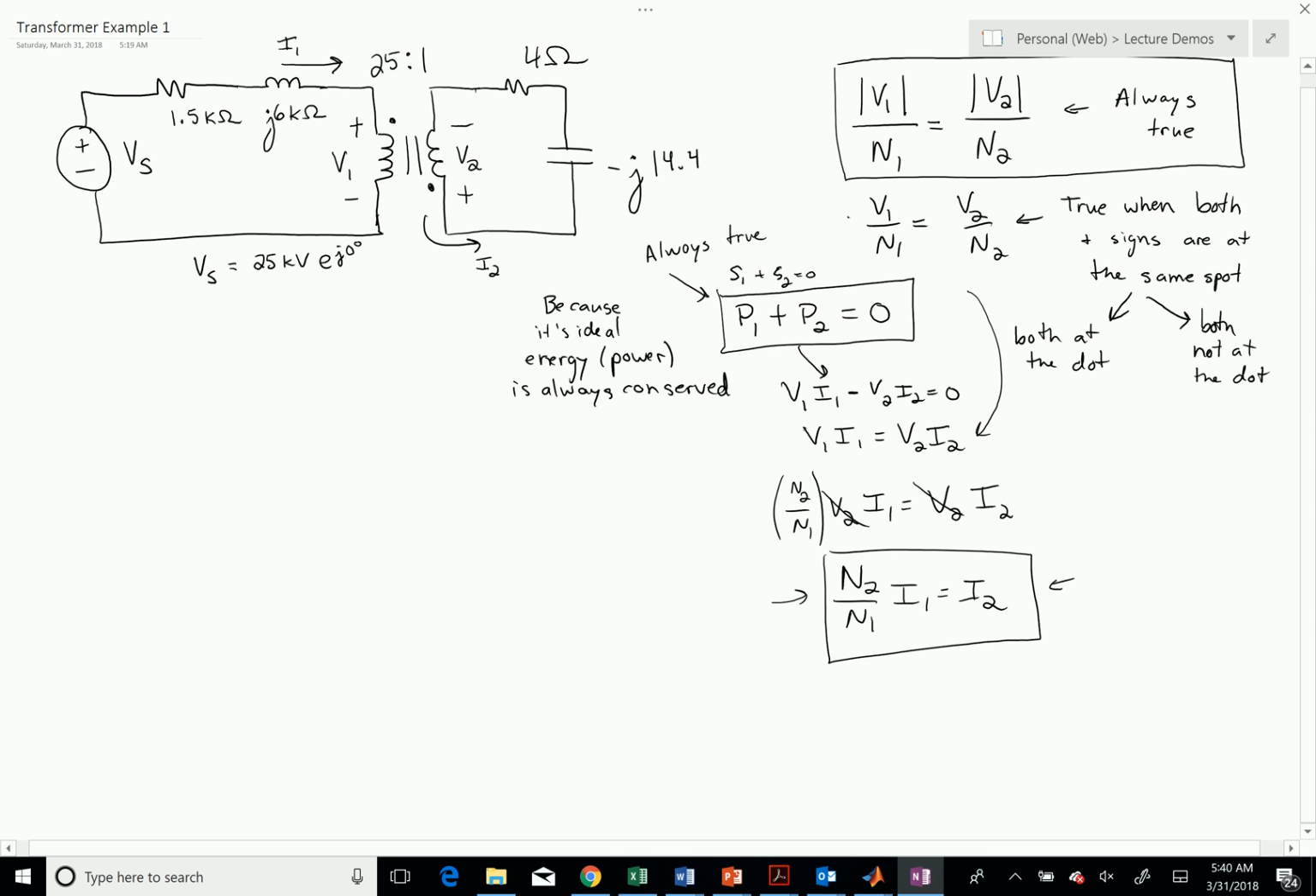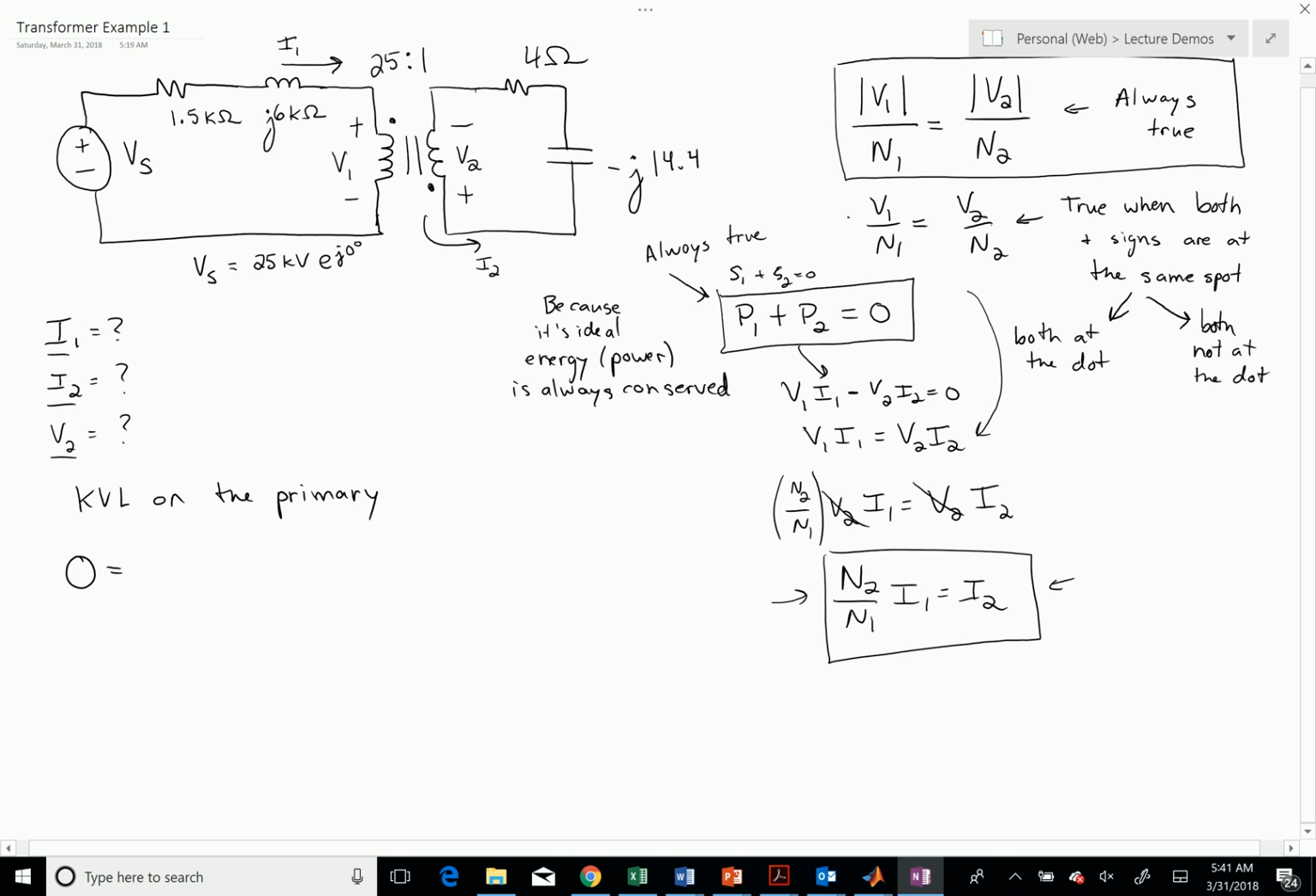Okay, so how do I solve this problem? And what am I even looking for to begin with? Well, what I want to know is I1, I2, and V2. I want to solve for those terms. So here's how we approach this. The first thing I do is KVL on the primary.